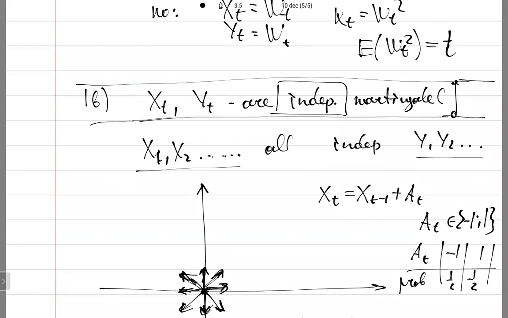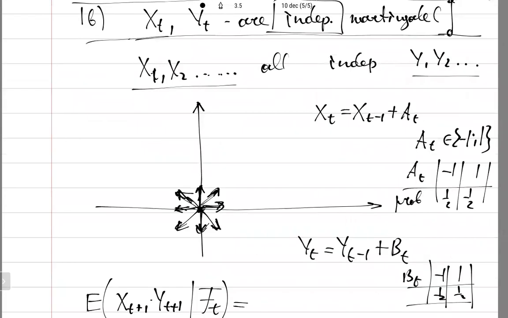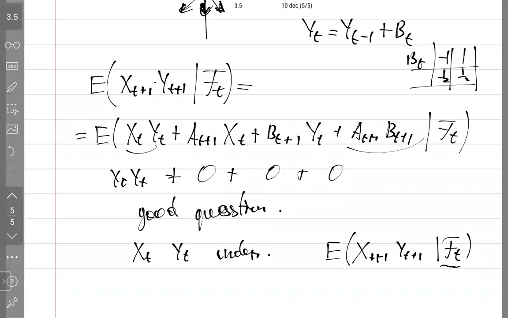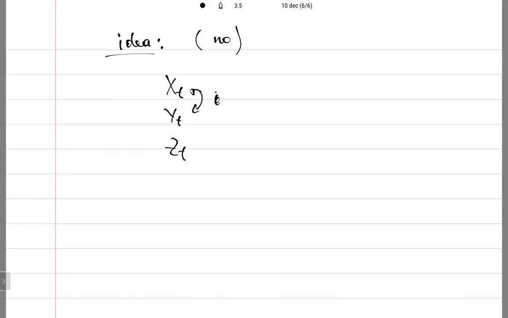If I change the text a little bit, I'm not sure. In the original text, it was not required that they are independent. How the answer will change, I don't know yet. But I feel that I can make them dependent using some more. My idea is that the answer is still no. I have three processes, Xt, Yt, and some Zt, and my idea is that these two are independent.